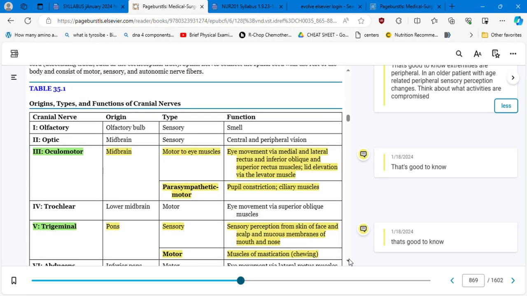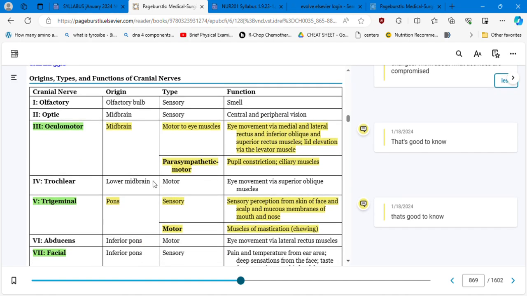Now we are going to get into our cranial nerves list, and I want you to make the difference between your sensory and the motor nerves. So the olfactory is cranial nerve number 1, number 2 the optic. I really want you to focus on the oculomotor. That's good to know. The oculomotor, eye movement via medial and lateral rectus and inferior oblique. Anyway, this oculomotor cranial nerve is in charge of the pupil constriction.